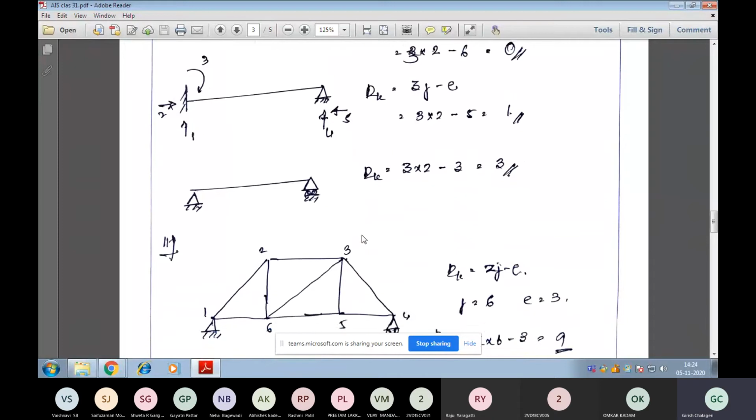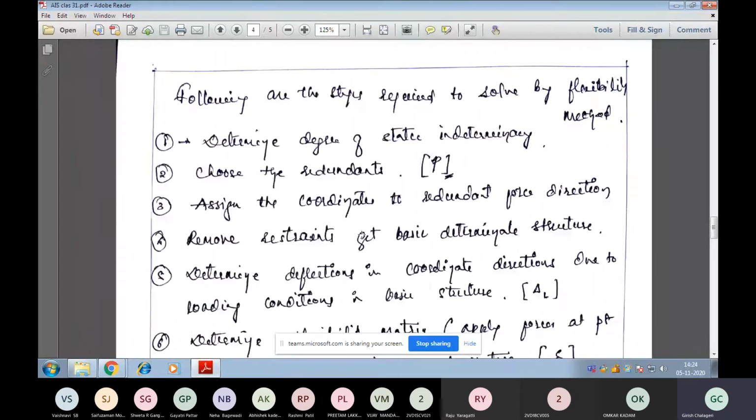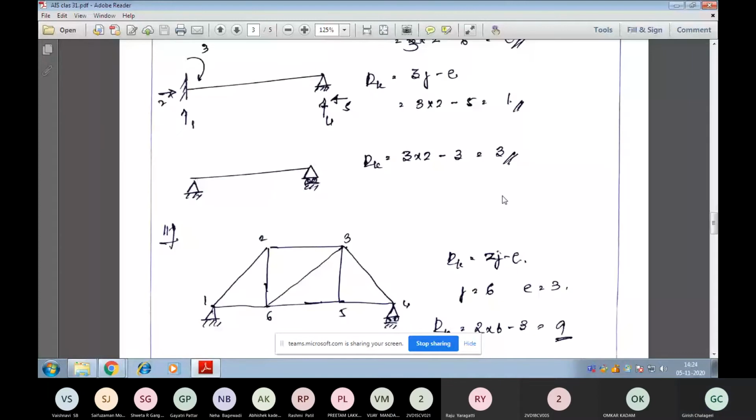When you go for pin jointed frames, here we can see once we have taken a pin jointed frame, 1, 2, 3, 4, 5, 6, there are 6 joints. And the unknowns are, at one point it is hinged and the other is roller. So the E value is 3 numbers here, and J is 6 numbers. For the pin jointed frame, we can go with the formula 2J minus E.